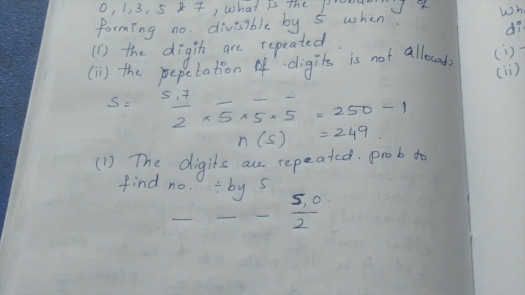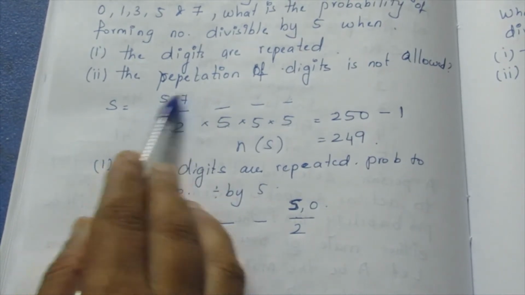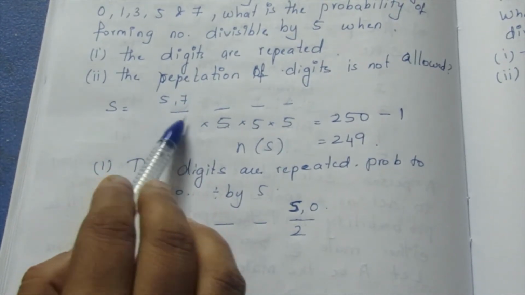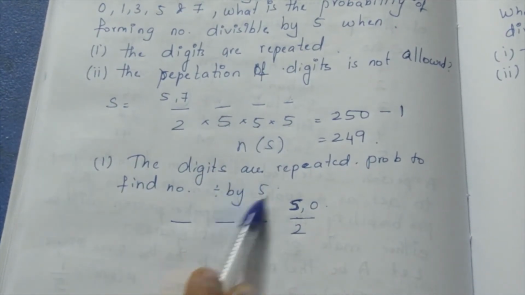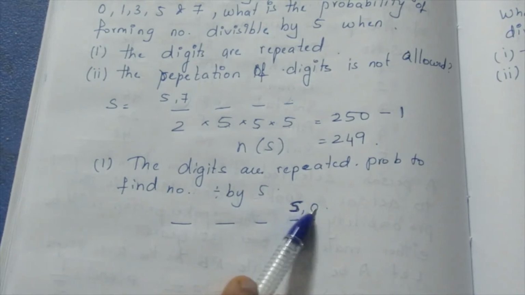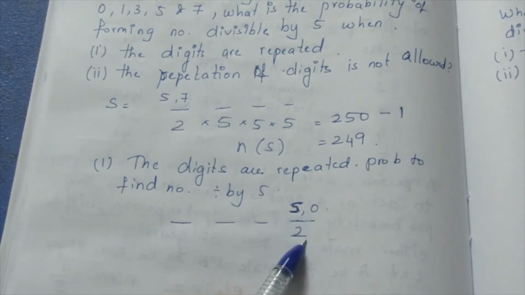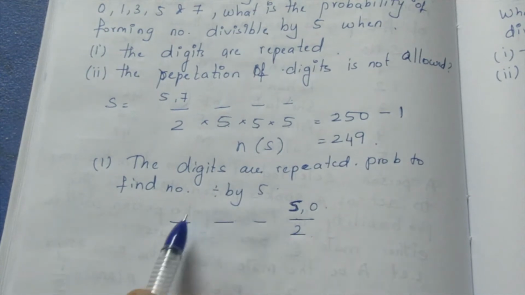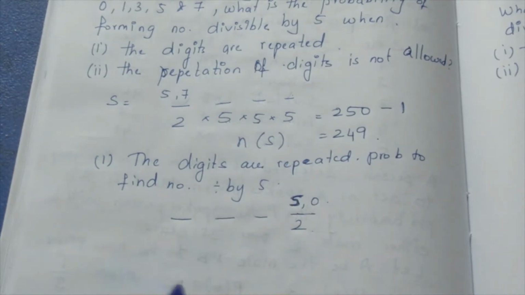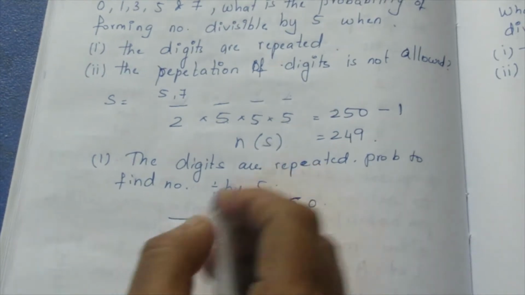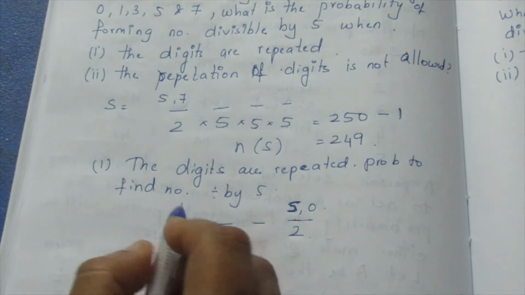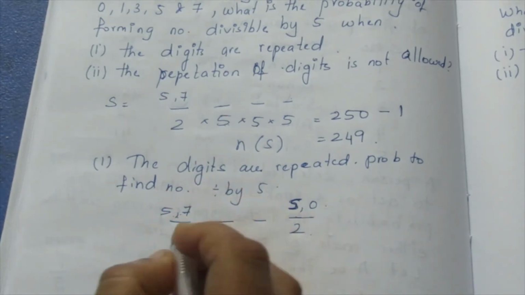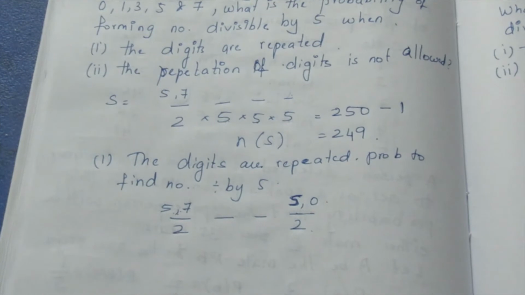If a condition is given, you need to fill that condition first. Here, the condition is that the number is divisible by 5, so I have filled the ones digit first. Divisible by 5 means it should have 5 or 0 in the ones place. Now, there are only 2 ways to fill it. Then, for the first digit, as I told before, it can't be 0, 1, or 3; it can be 5 or 7. So, this can also be filled in 2 ways.